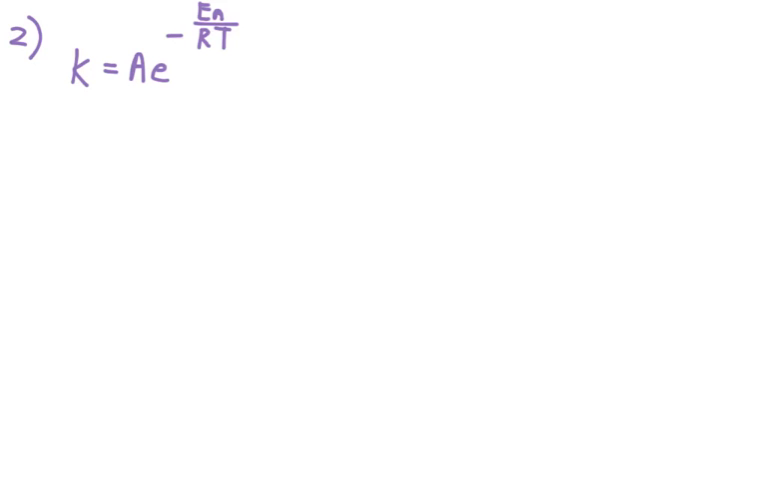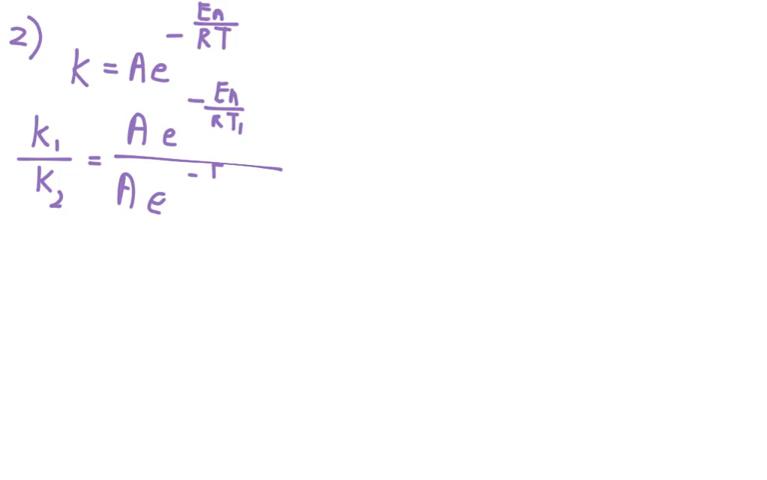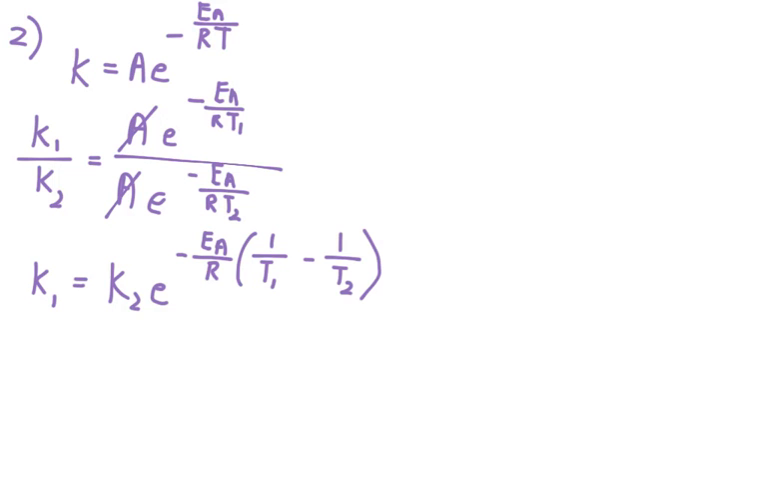With that, you are supposed to derive the equation for K1 over K2, because this will not be provided in the examination. So you will get A exponential negative Ea over RT1 divided by A exponential negative Ea over RT2. Your A and A can cancel, so if you derive it, your K1 eventually will be equal to the following equation.